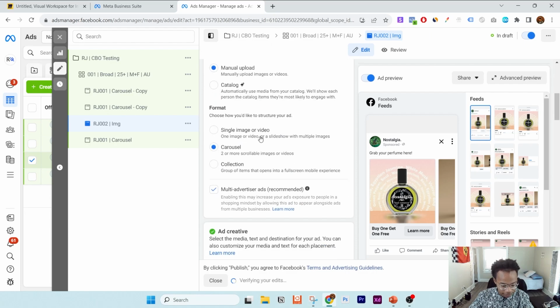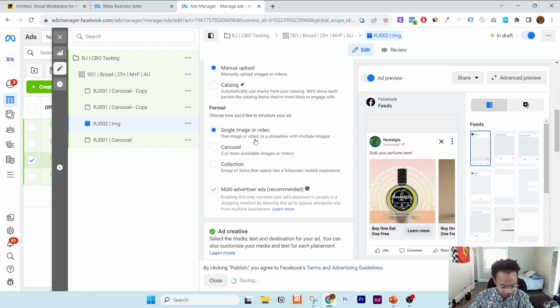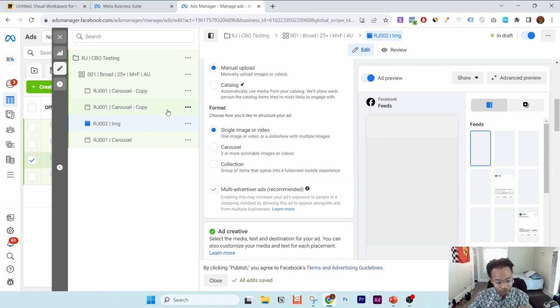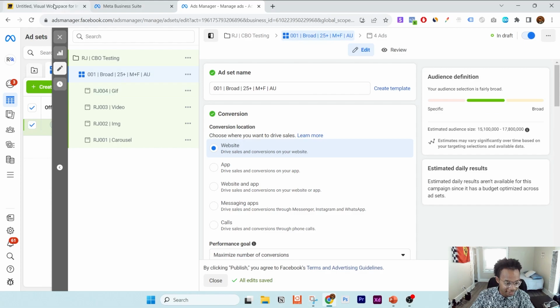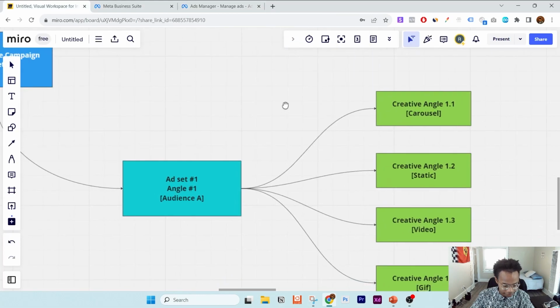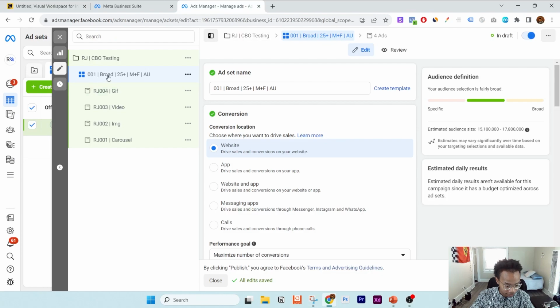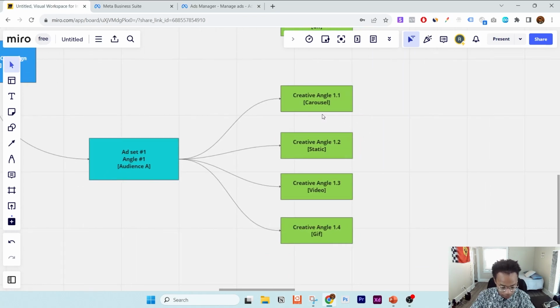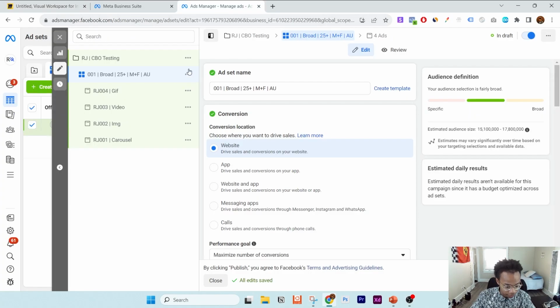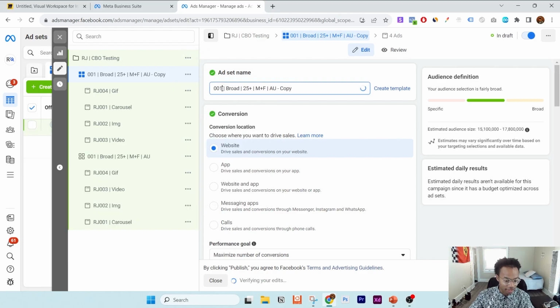All right. You come down here, single image or video, and you repeat the process, right? 001 is, if we go back over here, ad set number 1, angle number 1. We have 001, right? And we have all of the different creative angles here as well. So if we come over here, we can actually duplicate this really quickly. Now this is going to be a different ad angle, right? So we change that to 002, leave the settings the same on the ad set level.